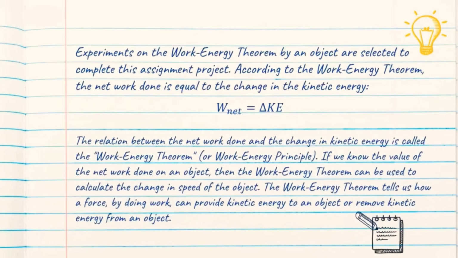Experiments on the Work-Energy Theorem by an object are selected to complete this assignment project. According to the Work-Energy Theorem, the net work done is equal to the change in the kinetic energy. The relation between the net work done and the change in kinetic energy is called the Work-Energy Theorem or Work-Energy Principle. If we know the value of the net work done on an object, then the work-energy theorem can be used to calculate the change in speed of the object.